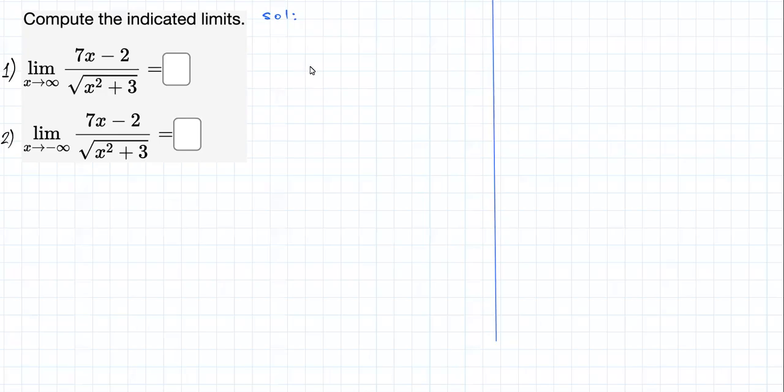Compute the indicated limits at infinity. Okay, let's start with number 1. For that, I want you to recall the following fact. The square root of x squared is just equal to x if x is positive. We're going to use that for number 1.